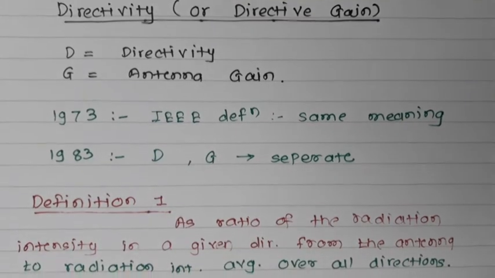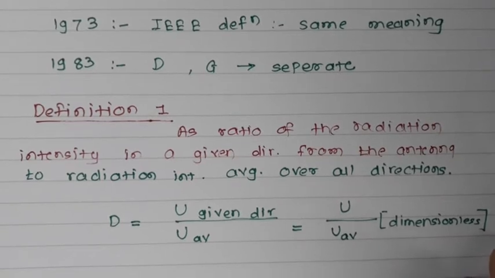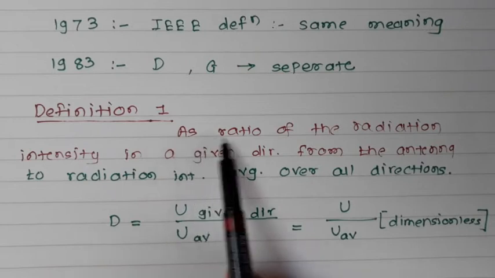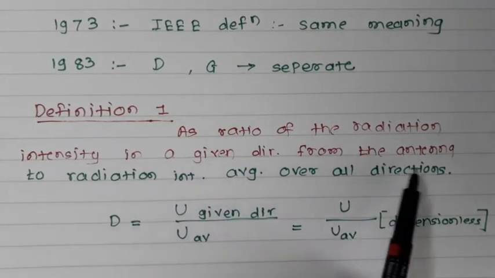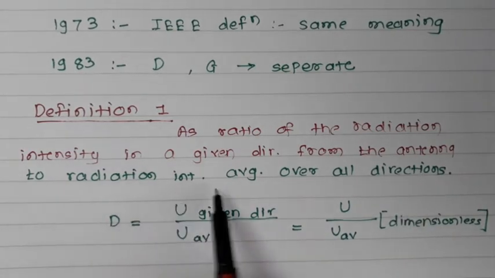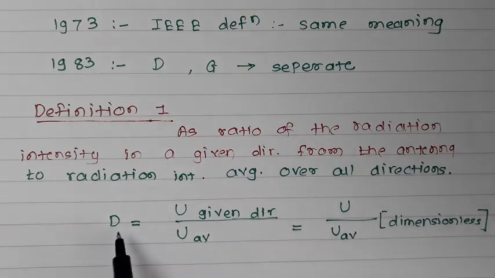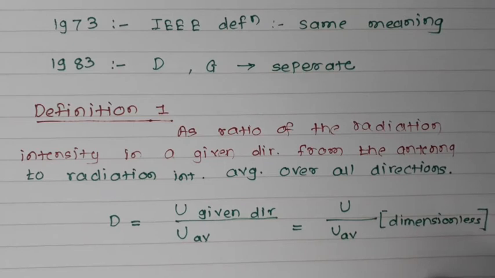Now there are different definitions for the directivity, so we'll talk about three of them. Definition one is defined as the ratio of the radiation intensity in a given direction from the antenna to the radiation intensity averaged over all directions from that same antenna. So directivity is equal to U in the given direction divided by U average, the average radiation intensity. As this is the ratio U by U average, it is a dimensionless quantity.